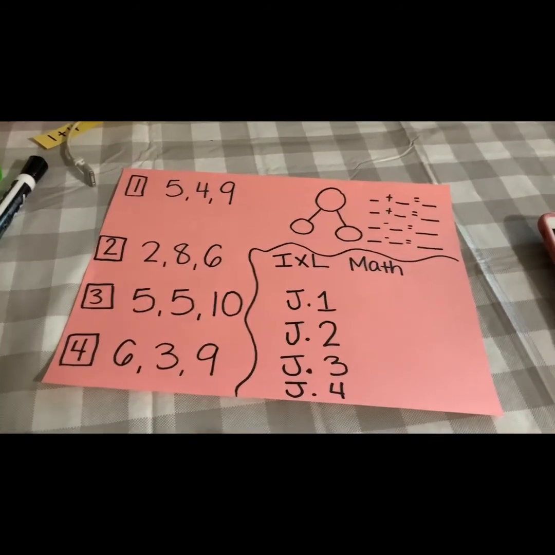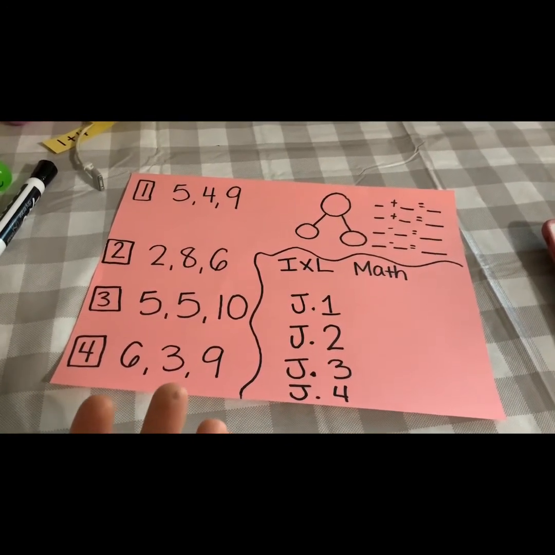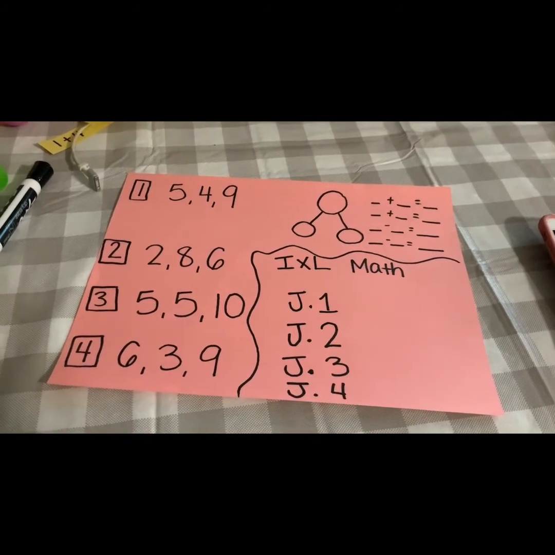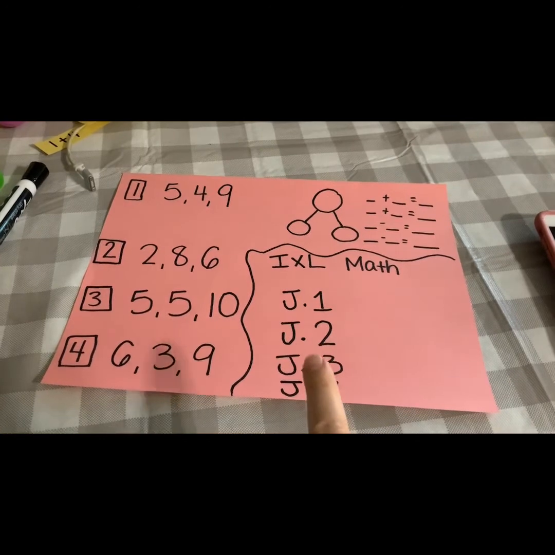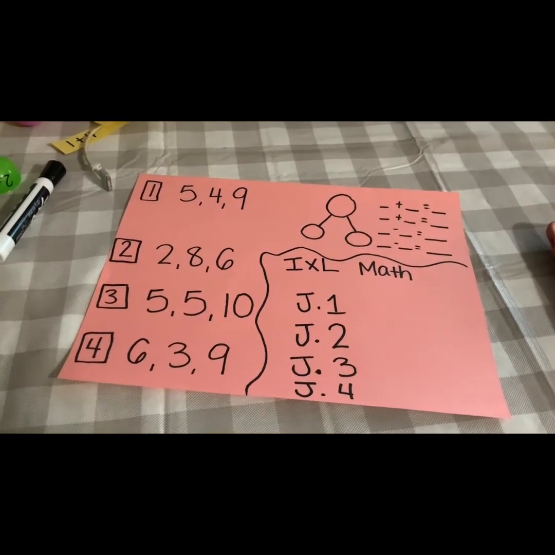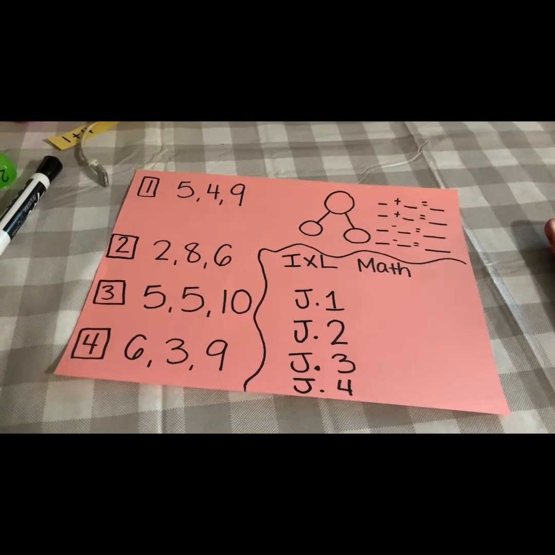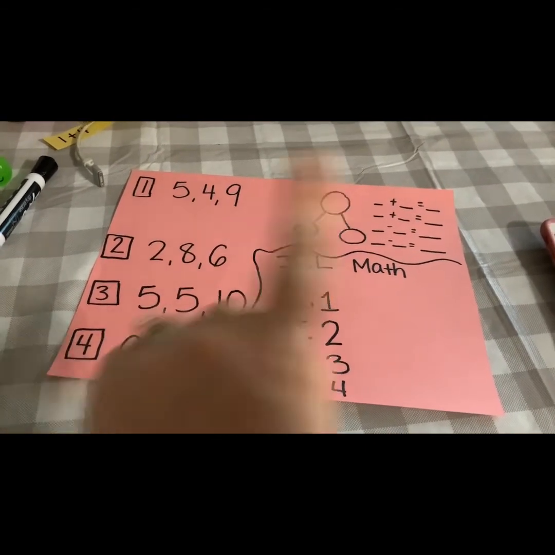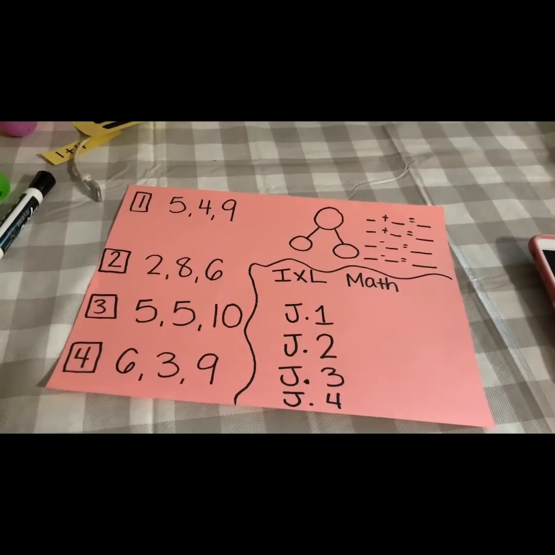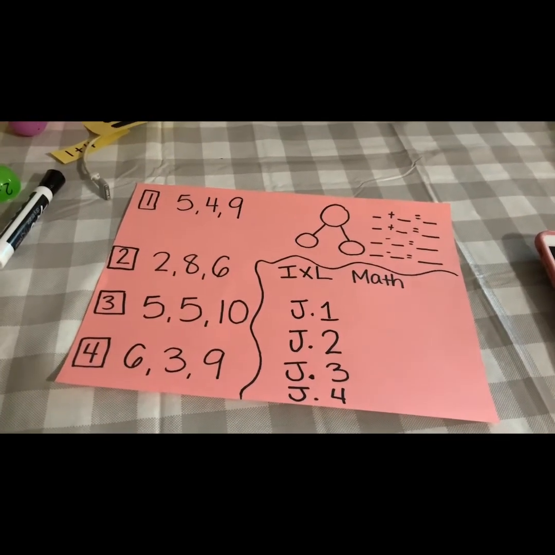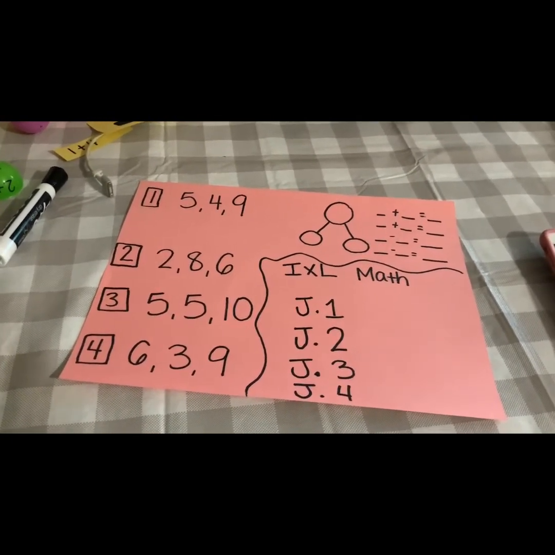And then down here, if you'd like to extend this, you can also practice on IXL math, and those numbers J1, J2, J3, and J4 are skills on IXL math that go with what we're working on today. And if you want to, you can extend this as well into higher numbers. This week we're working on 1 through 10, but if you'd like to create number bonds and fact families with higher numbers, you sure can.